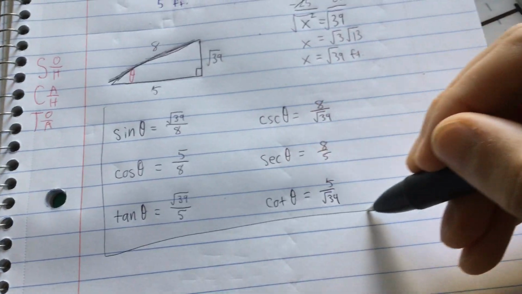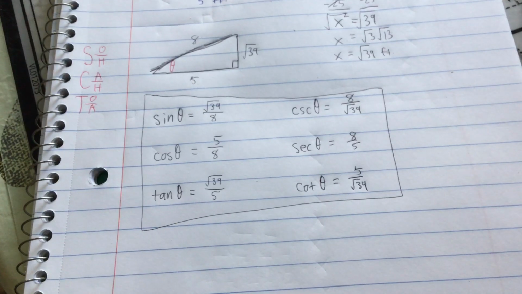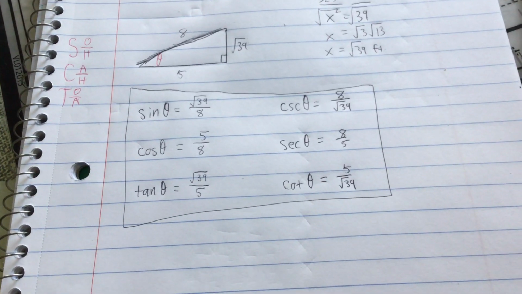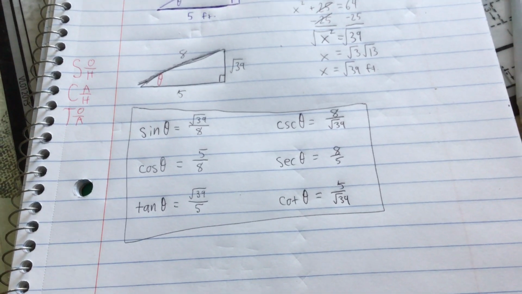There we go. That's a dense problem. We're going to end it here, and we're going to do more problems like this. In fact, there's going to be some problems where we're going to simplify the radical and then do the trig functions. Have a good day.